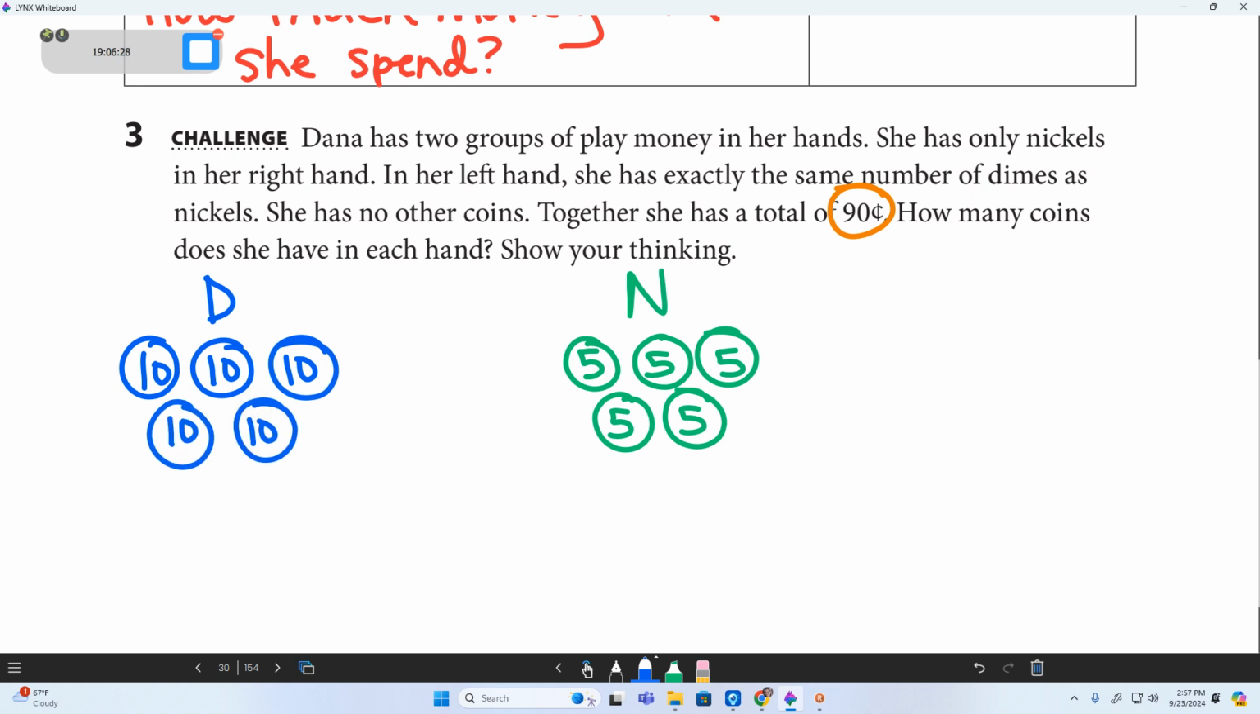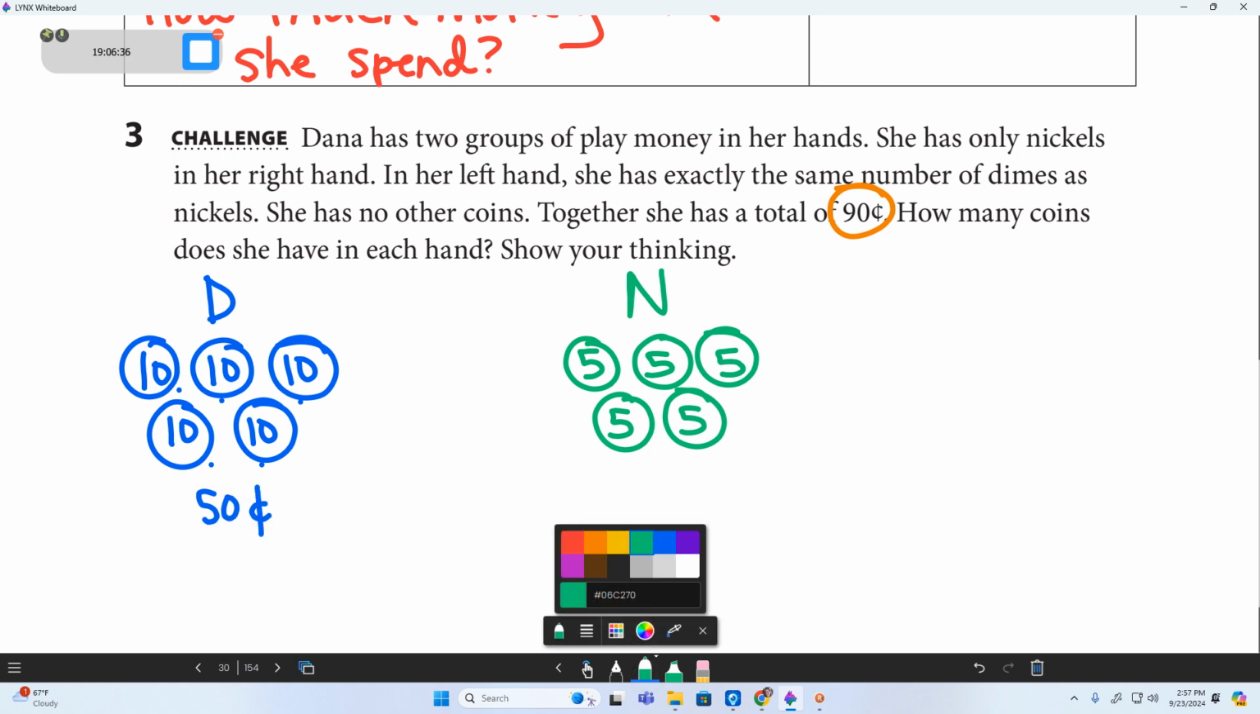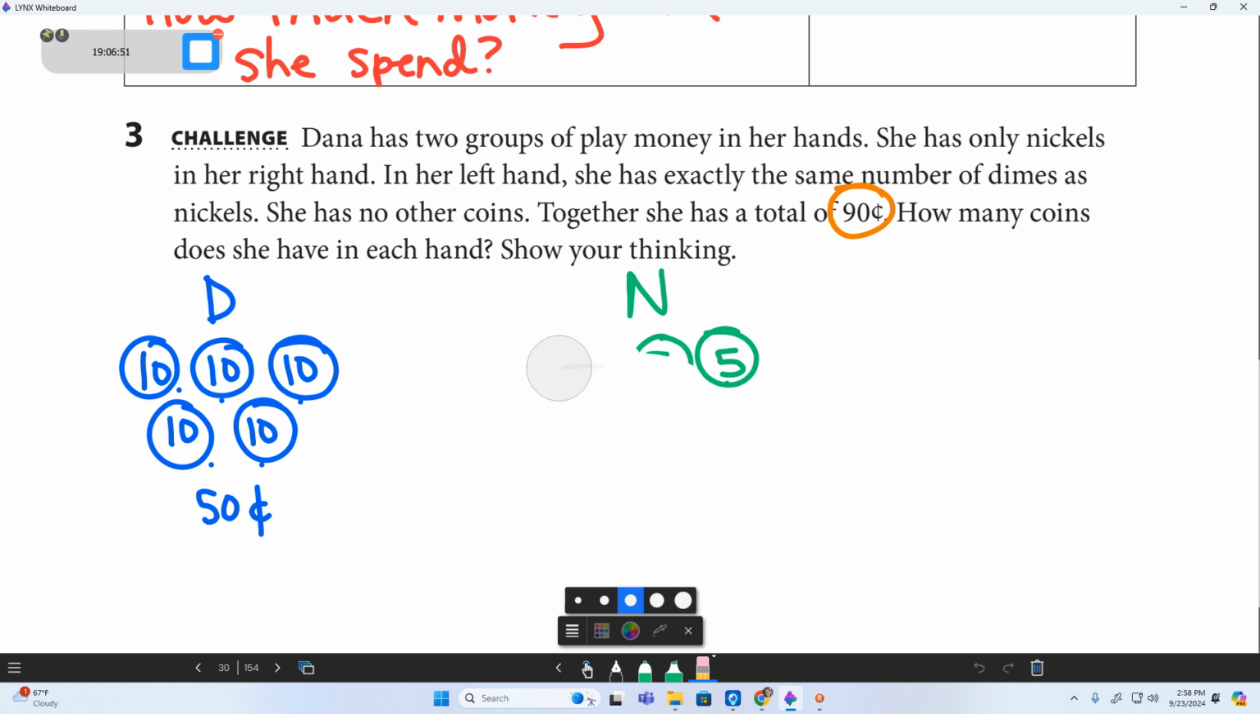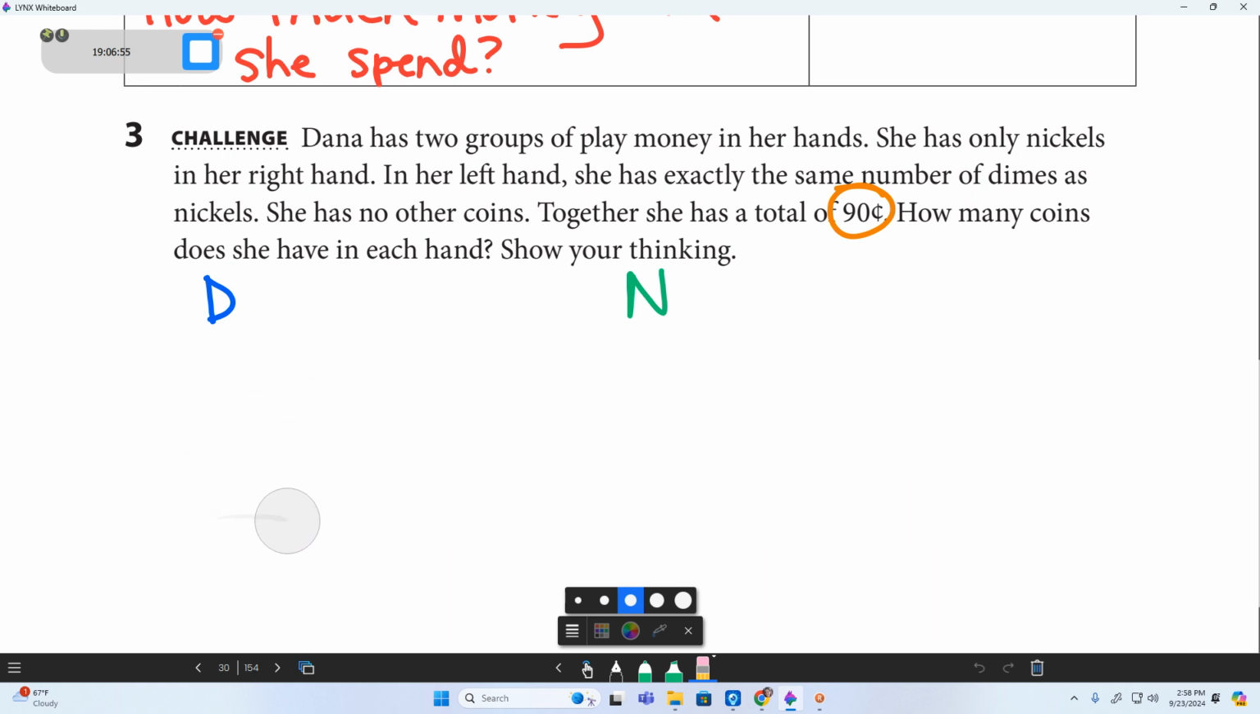All right, how much money is that? Let's count. We've got 10, 20, 30, 40, 50 cents. And for nickels, we have 5, 10, 15, 20, 25 cents. And if you add up 50 and 25, that's only 75 cents. And we need it to be 90. So I need to try again. Yeah? All right. So instead of 5, maybe I'll try 6 this time.